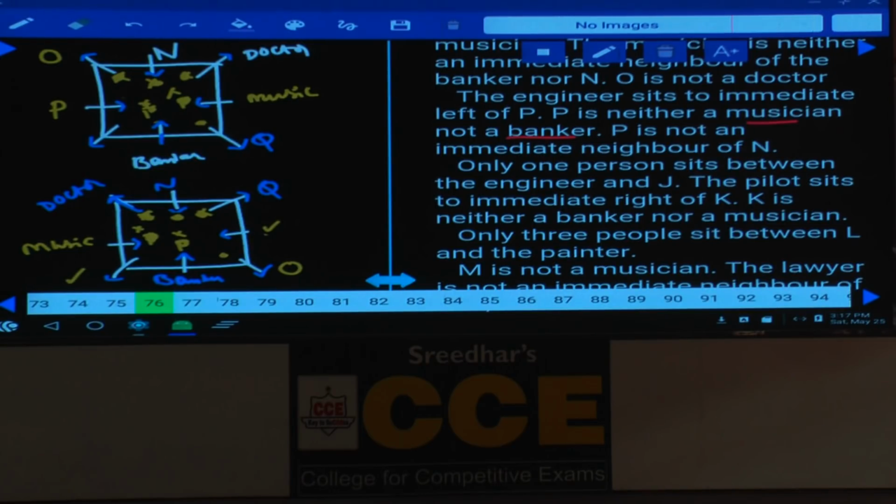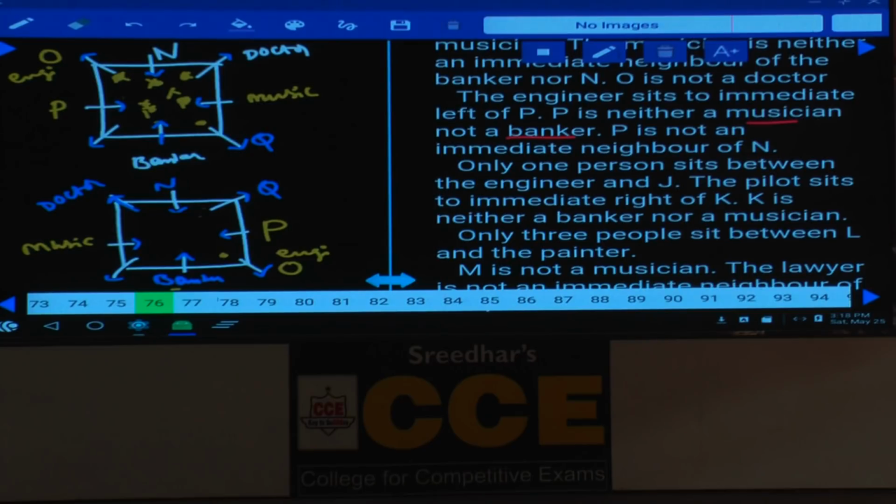Done with this? Then the engineer sits to the immediate left of P. As the engineer sits to the immediate left of P, if P is at this place, then engineer and banker must be in the same place, not possible. Hence, what is the only possibility we have? P must be here. If P is here, engineer sits to the immediate left of P, engineer must be at this place. Are you following this one or not? Now, as of now, we have discussed this P and the engineer. Then again coming back to this one, engineer sits to the immediate left of P, engineer is O. And in both the cases, O is engineer here.